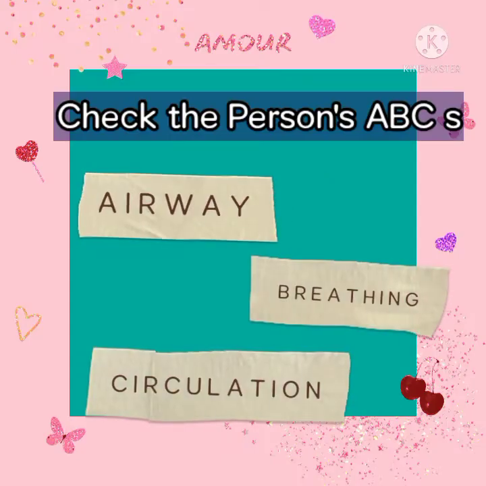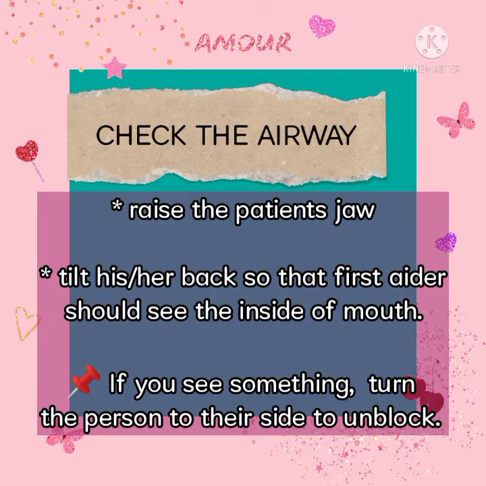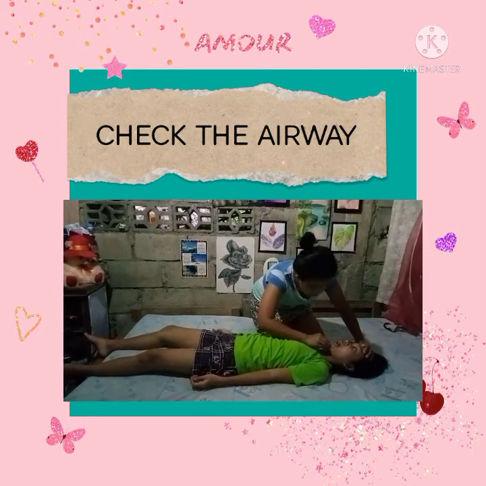Check the person's ABCs, which are his or her airway, breathing, and circulation. First, check the airway. Raise the patient's jaw. Tilt his or her head back so you can see the inside of their mouth. If you see something, turn the patient to their side and unblock the airway.